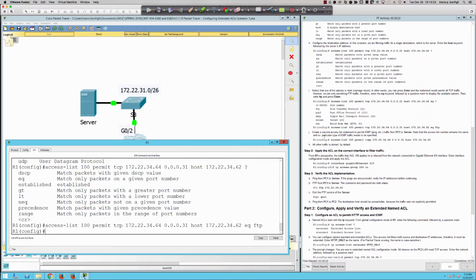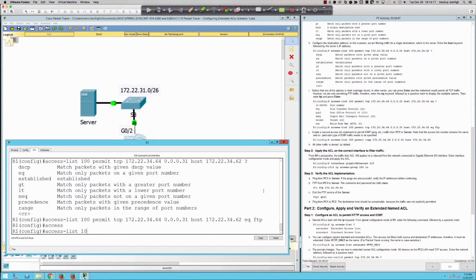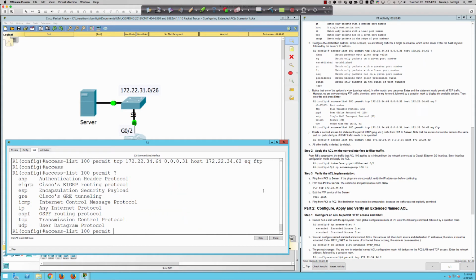All right, so now we're going to create a second access list statement to permit ICMP traffic from PC1 to the server. It says, note that the access list number remains the same because it's all part of the same ACL. So we're going to go ahead and say access list 100. We're going to permit, and again, you can see right here, there's ICMP.